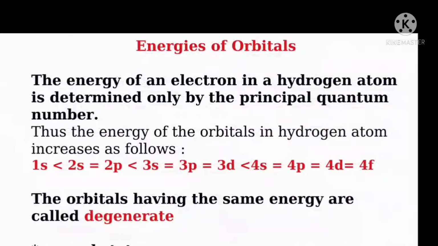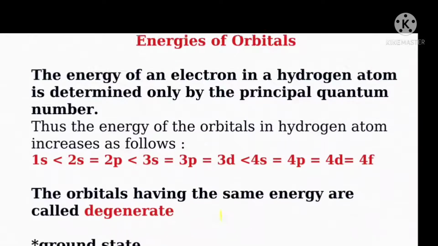The energies of the orbital. The energy of an orbital in a hydrogen atom is determined only by the principal quantum number. Thus, the energy of orbital in hydrogen atom increases as follows. That is, 1s is less than 2s equal to 2p, which is less than 3s, which is equal to 3p and 3d, which is less than 4s, which is equal to 4p, 4d and 4f. Orbitals that have the same energy are called degenerate energy level.